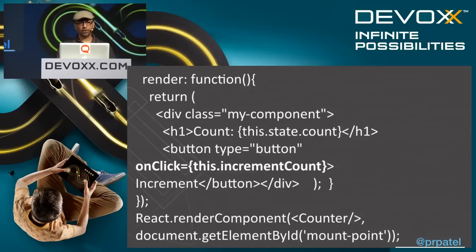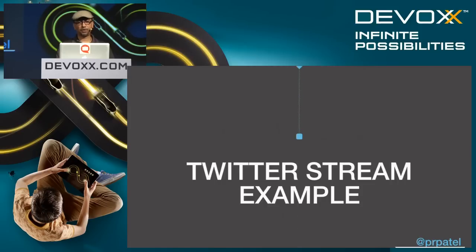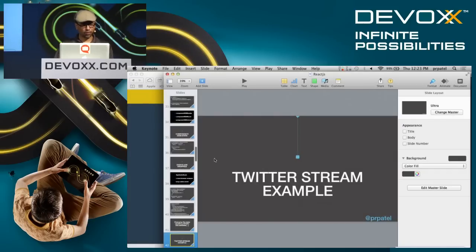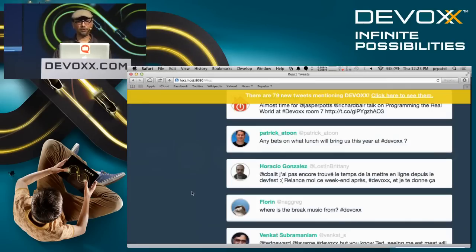All right. So we've already talked about setState. Let's go talk about the Twitter stream example for a few minutes, and we'll be able to have a better look at what we're doing. Again, this is the example. So you can see since I started talking 25 minutes ago, we've had 79 new tweets mentioning DevOps.